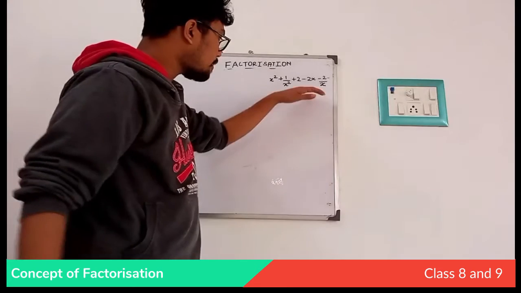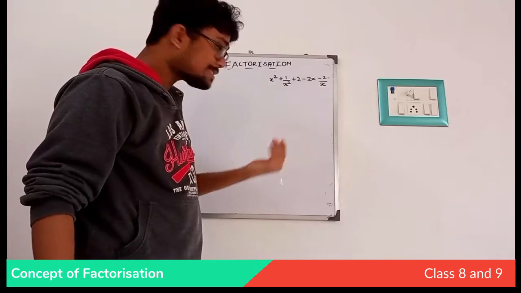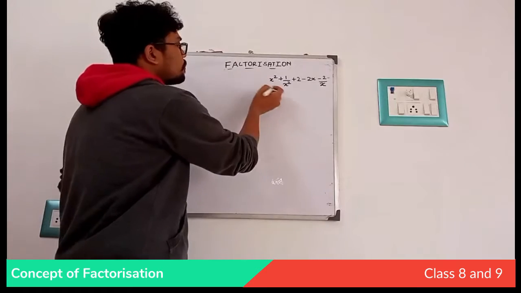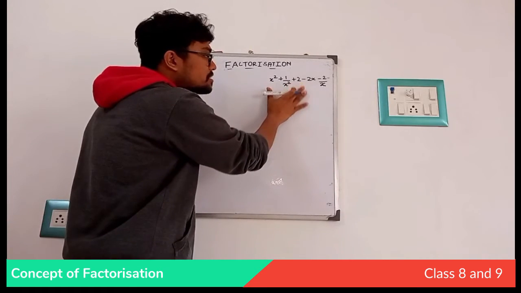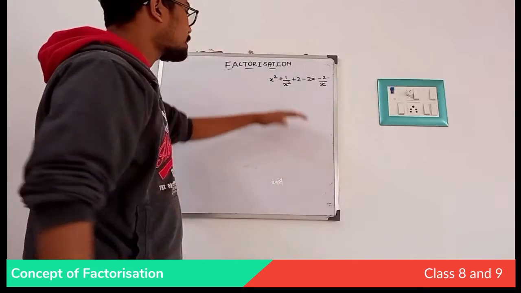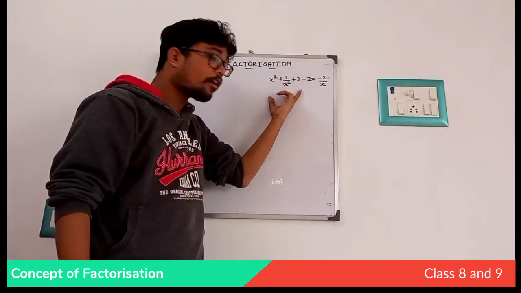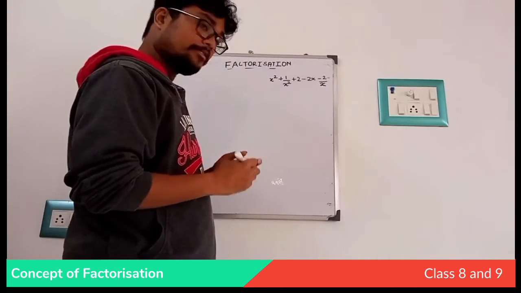So this is our final example of the grouping process and also the taking out common part process. So what is our problem? x square plus 1 by x square plus 2 minus 2x minus 2 by x. First listen very carefully. Here the expansion of (a plus b) whole square will take a very major role.